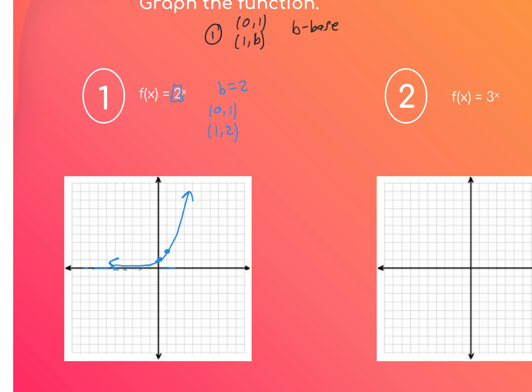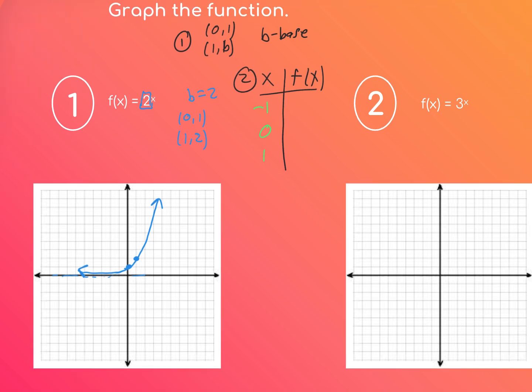The other way you could do it, if you don't want to commit that to memory, is to make a table. Make an f of x table and plug in some values. I like to pick -1, 0, 1. You don't need that many because the shape of these functions is very predictable, and you're going to see that as we go along. When x is -1, f of x is 2 to the -1. If you remember, negative exponents bring it to the denominator, or flip it. So it's going to be 1 over 2 to the first power, which is just 1/2. So we get a point at (-1, 1/2), which is about right there.